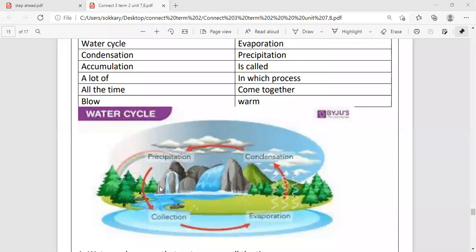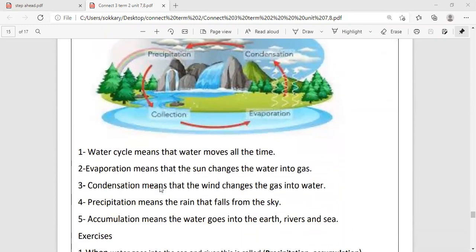Accumulation means the water goes to the earth and the sun. Goes to the earth, but not the sun, the earth and the rivers. Rivers and sea. Yes. And we can say into, because some water goes inside the earth.